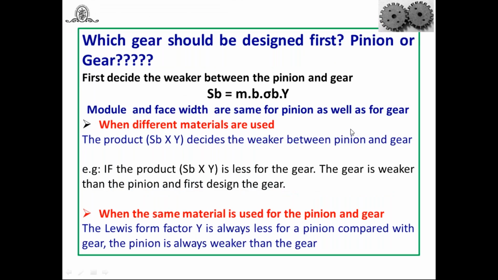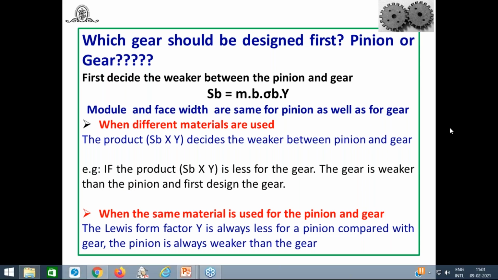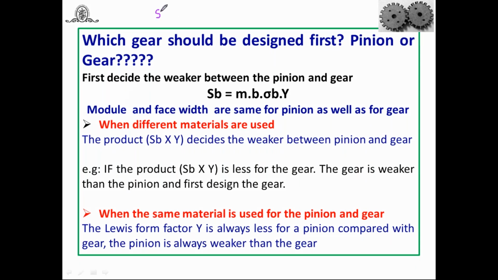Now, I have discussed all the parameters which are associated with the beam strength of a spur gear. S_B is equal to, now you know very well, m, b, sigma_b and Y. I have already told you how to take the value of m. b is equal to 10 times the module if not given. Sigma_b is equal to S_ut by 3. And how to find out the Y by using different involute systems or by referring to a table or a chart.